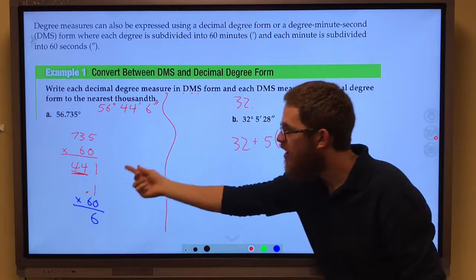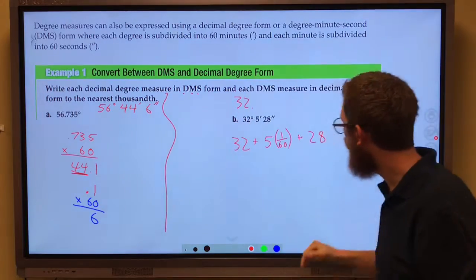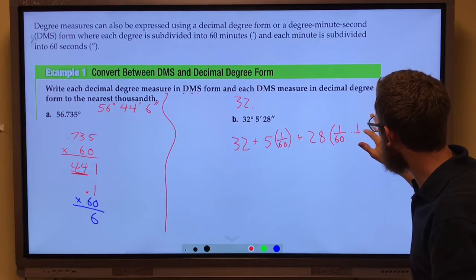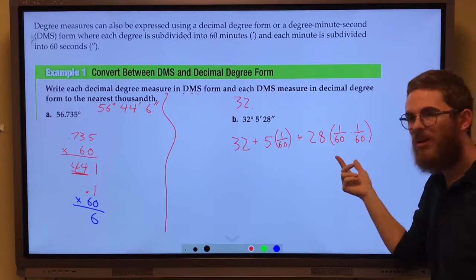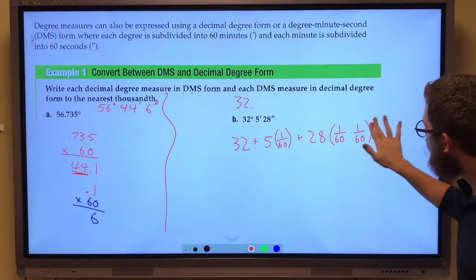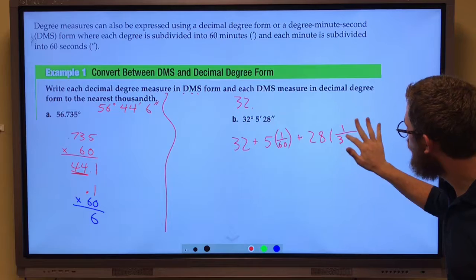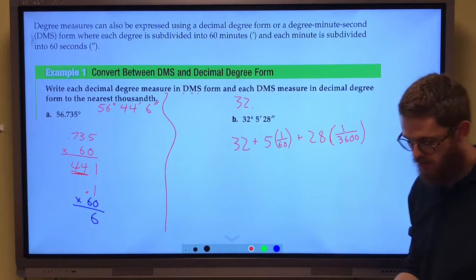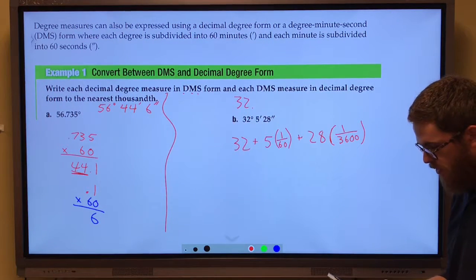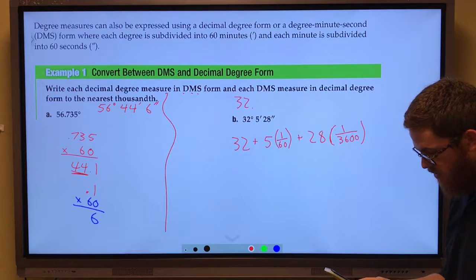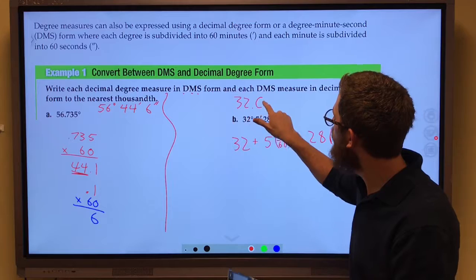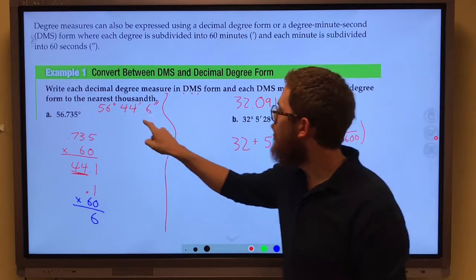Think about how we got the seconds over here. We had to multiply by 60 twice. And so I'm going to multiply by the reciprocal of 60 twice. Multiplying 1/60th times 1/60th is really the same thing as 1 over 3600. And we can type this into our calculator at once. We know it's going to be 32 plus 5 times 1/60th plus 28 times 1 out of 3600, and we get 32.091 when we round to the nearest thousandth.